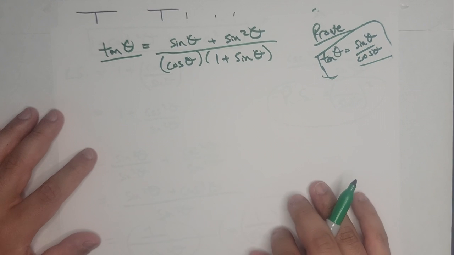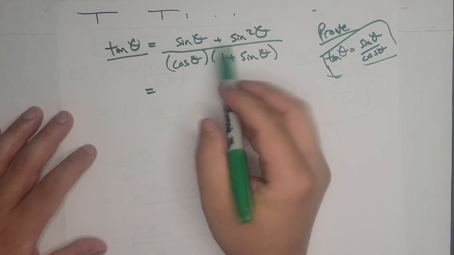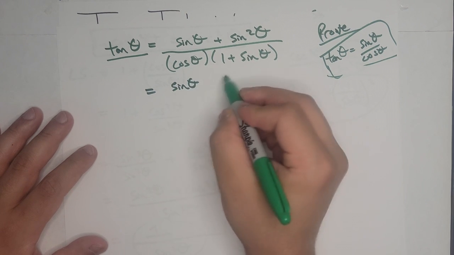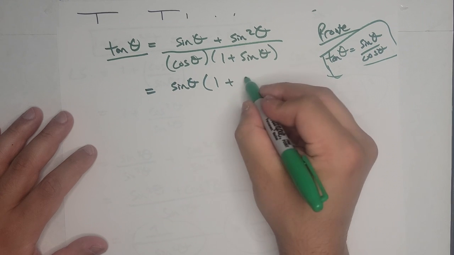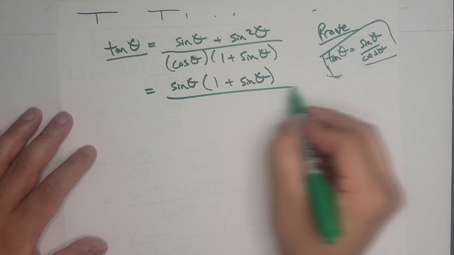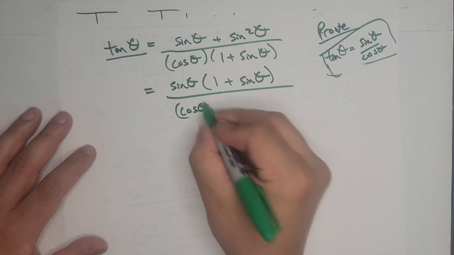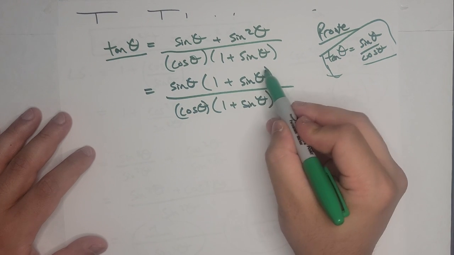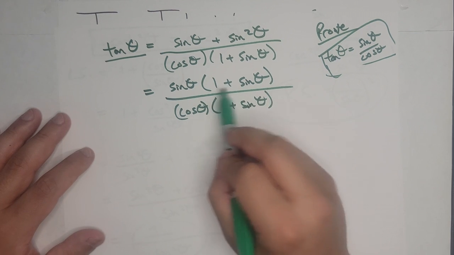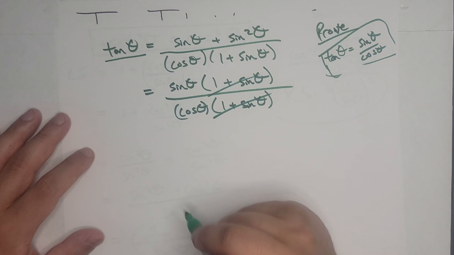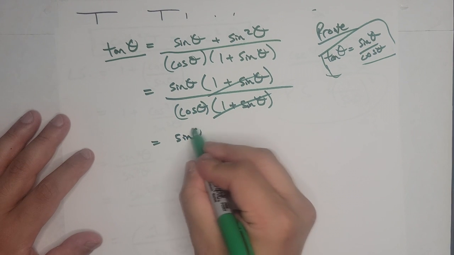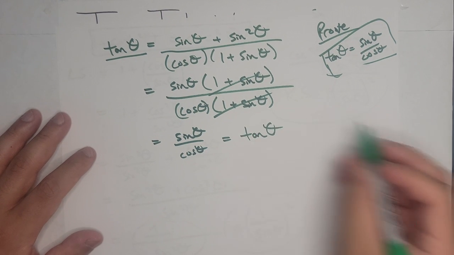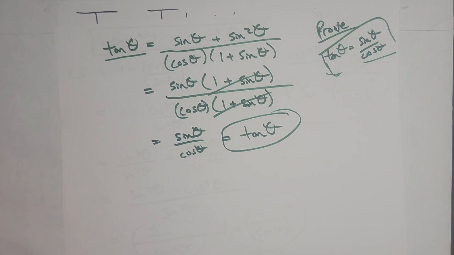On the other side, what can I do? First, I have sine theta in both terms in the numerator, so I can factor that out. So I have 1 plus sine theta. Now my denominator is still the same. And look at that. I have in the numerator and denominator 1 plus sine theta. I can cancel that out. And boom, I'm left with sine theta over cos theta, which is also equal to tan theta. And that's how simple it is.